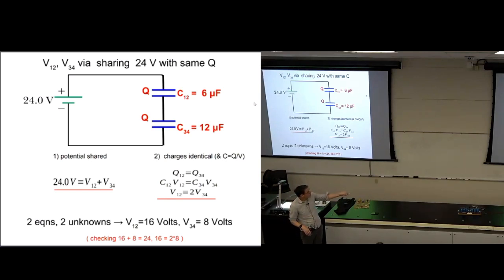Q12 equals Q34. This charge upstairs stored here, and this charge downstairs stored here, must be equal. I replace the charges in terms of the voltages across those capacitors. This is the master equation for the capacitance: C equals Q over V. That's all I use there. And I plugged in the values of the capacitance. Really, I just plugged in the fact that the lower capacitance is twice as big as the upper capacitance. And we find out that V12 is twice as big as V34, just because the capacitance of C34 is twice as big as the capacitance of C12.